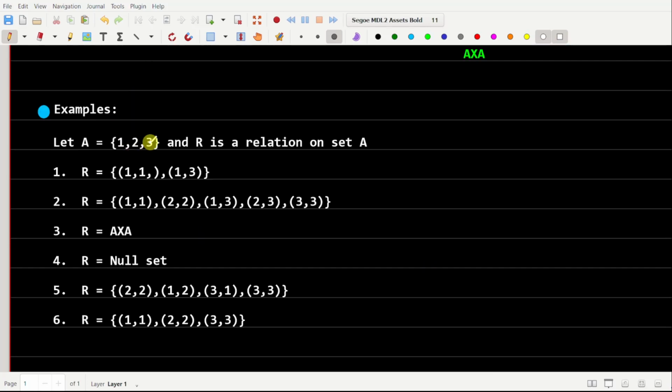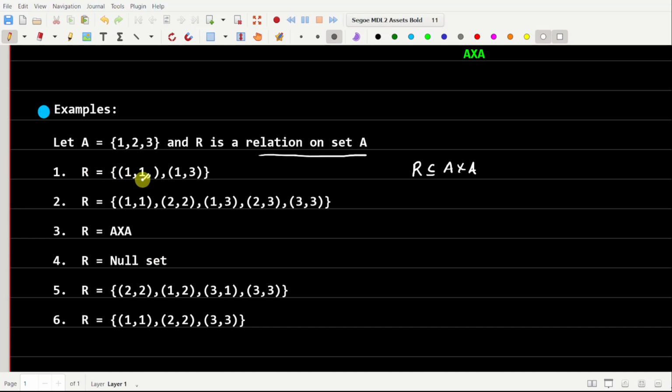See, let A be {1, 2, 3} and R is a relation on set A. On a set A means A is related to itself, right? A is related to itself. So now we have to find out whether this relation is reflexive or not. All these are relations, and all these are relations means these all are a subset of the Cartesian product A cross A, right? Now whether this R is a reflexive relation or not, we have to find this, right?